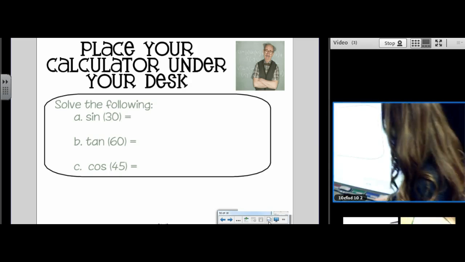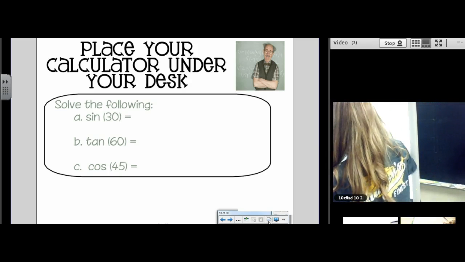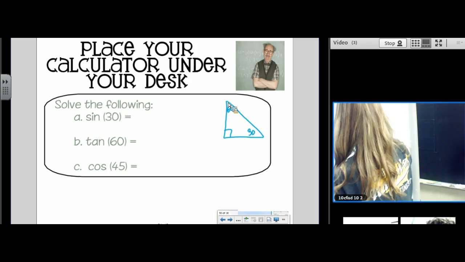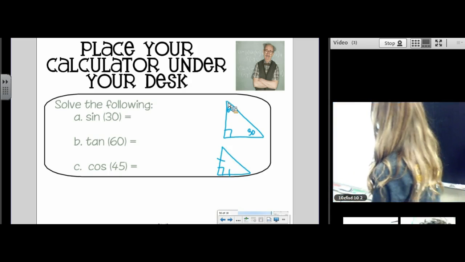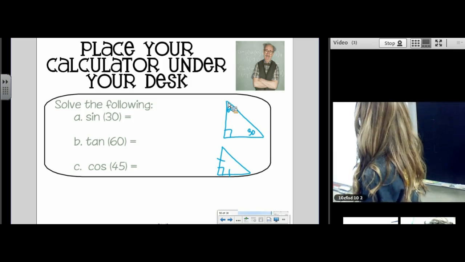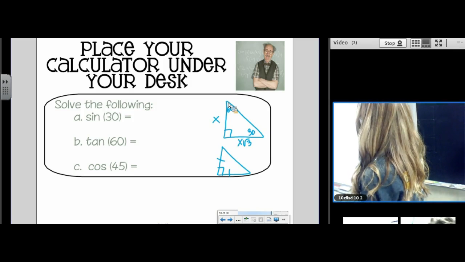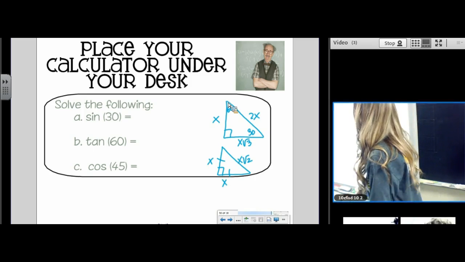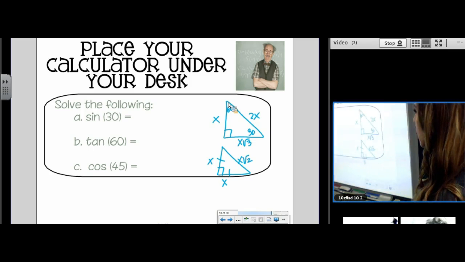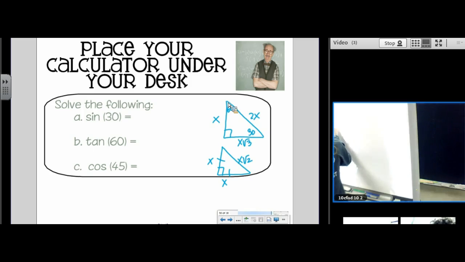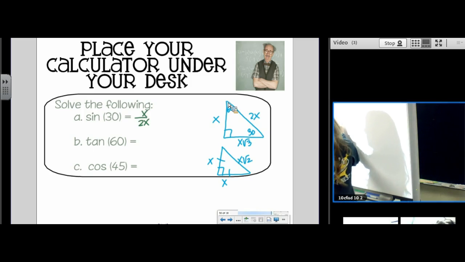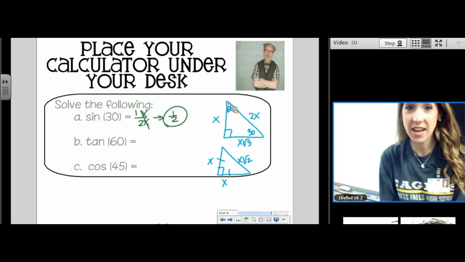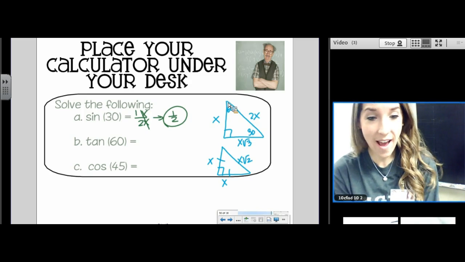So maybe it would help to draw a triangle. One of them being 30, 60, 90. One of them being 45, 45, 90. x, x root 3, 2x. x, x, x root 2. What would the sine of 30 be? Okay, opposite over hypotenuse. What happens to our x's? They cancel. There was a 1 placeholder there. So the sine of 30, the ratio, it's a ratio, remember, is 1/2.